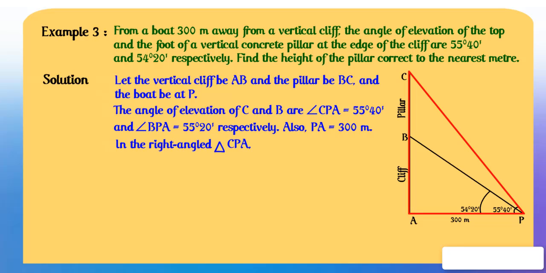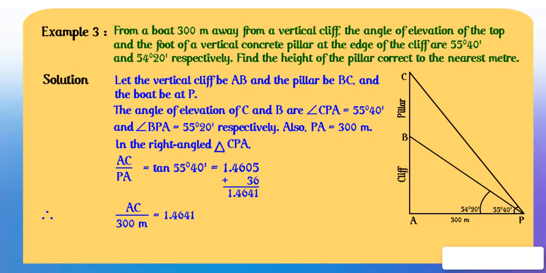In the right angle triangle CPA, AC by PA is equal to tan 55 degrees 40 minutes is equal to 1.4605 plus 36 is equal to 1.4641. Therefore, AC by 300 meters is equal to 1.4641. This implies AC is equal to, on cross multiplication, 300 into 1.4641 meters is equal to 439.23 meters.